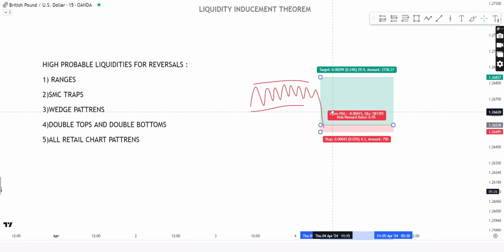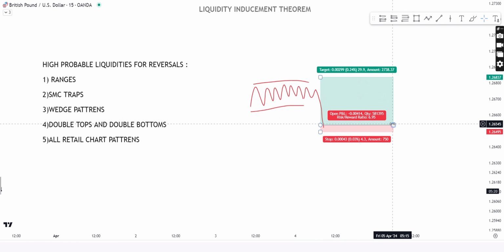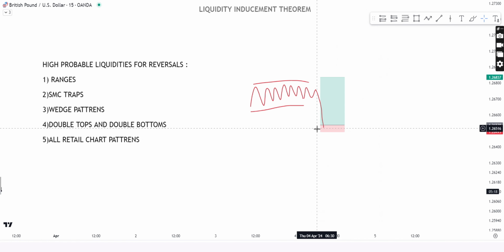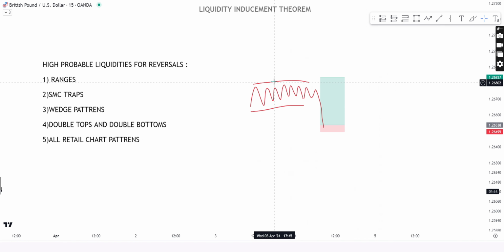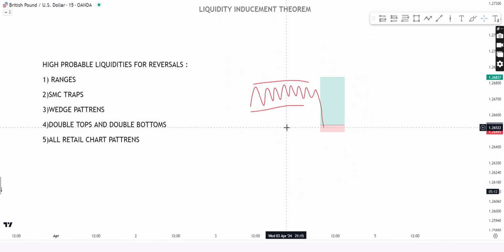So here we directly enter at the price in the accumulation cycle. After the accumulation is manipulated, we directly enter at the manipulation where the liquidity was taken out and target the high of the buildup. This is how we trade from liquidity point to liquidity point.